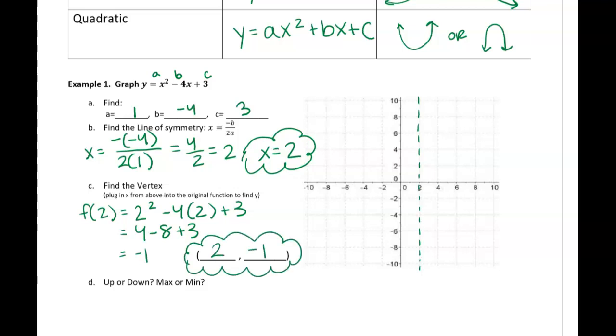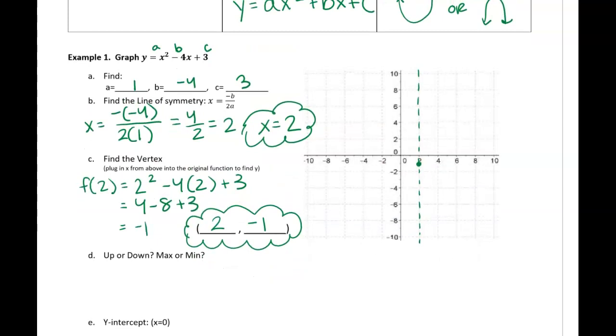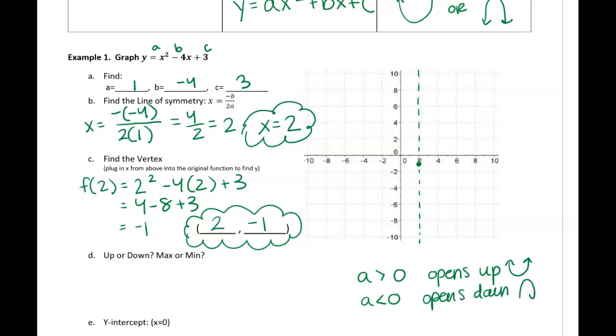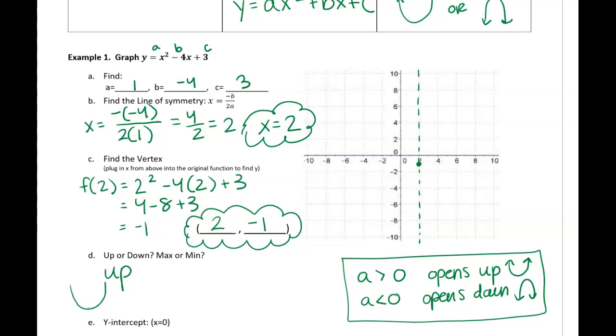Let's graph our vertex. Be about there. Up or down? Well, basically when a is greater than 0, the parabola opens up. It's kind of like a happy face. When a is less than 0, the parabola opens down. Kind of like a sad face. Keep that in mind. So in this case, since a is 1, it's positive. It's going up, and we see there's a minimum. Whereas if it was going down, there'd be a maximum.